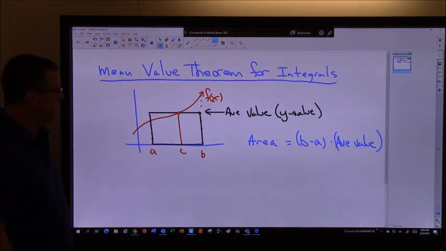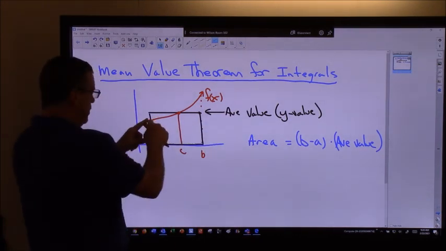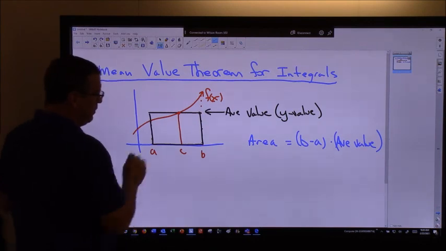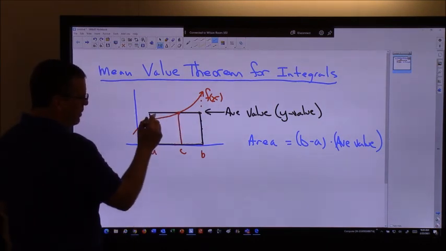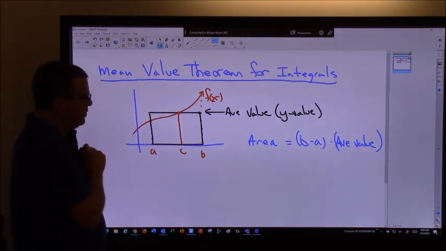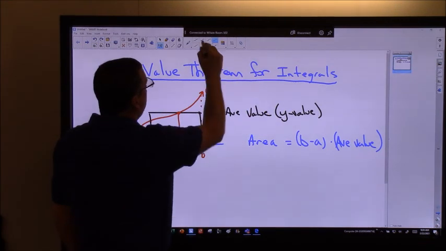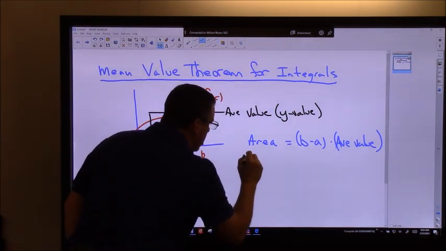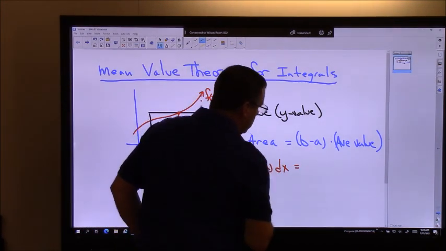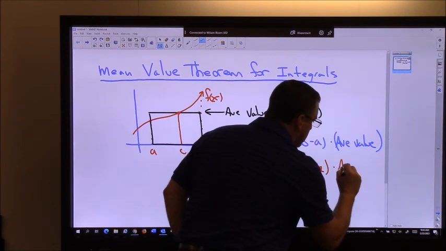Base times height. But we also know that to find the area underneath a curve, because remember, the area underneath this red curve is equal to the area of this rectangle, right? Because we've positioned this horizontal line in a spot where this extra area that we got is equal to this area that we missed. All right? So if the area of that rectangle is equal to the area underneath the red curve, well, I know how to find the area underneath the red curve. That's the integral from a to b of f of x dx. And that's going to equal b minus a times this average value.